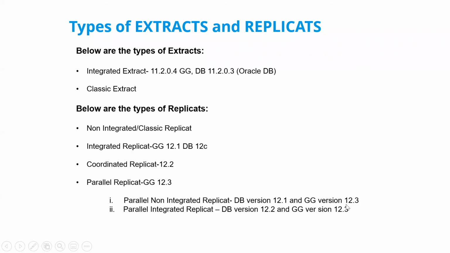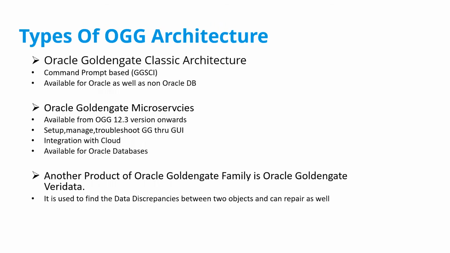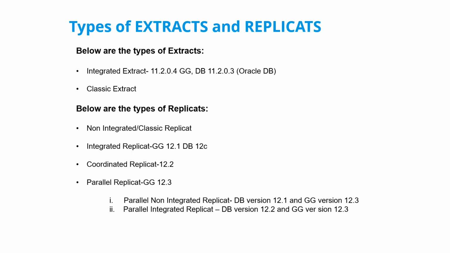Now, there are different types of extracts and replicat. Some of you might have this question, what is extract, what is replicat? This question will be answered in the next slide. But I receive another question a lot with the introduction of microservices: does integrated no longer exist? The answer to that question is that microservices is an architecture. However, integrated is a type of extract and replicat.